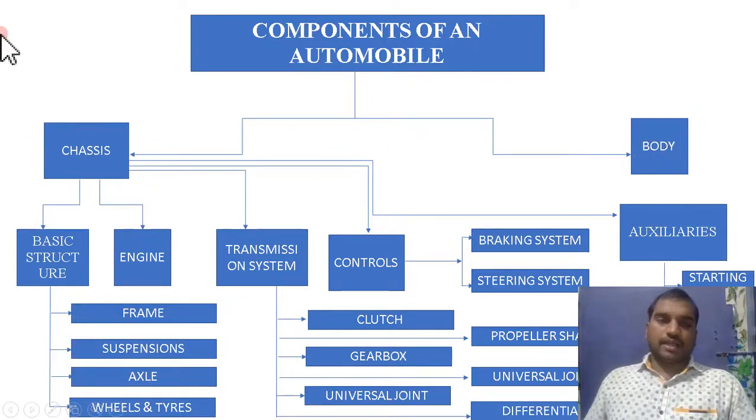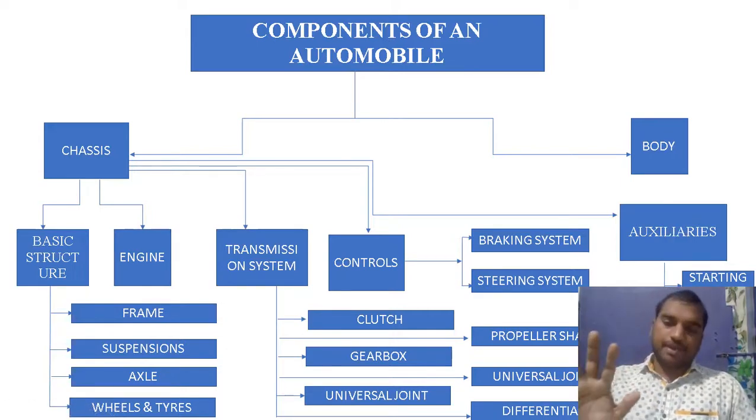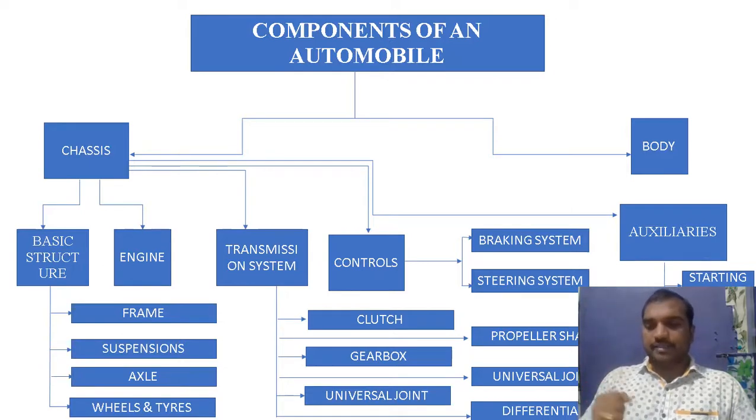Now we go for the classification of the chassis. The chassis is classified into five parts or systems. First is the basic structure, second is the engine, third is the transmission system, fourth is the control, and fifth is the auxiliaries.